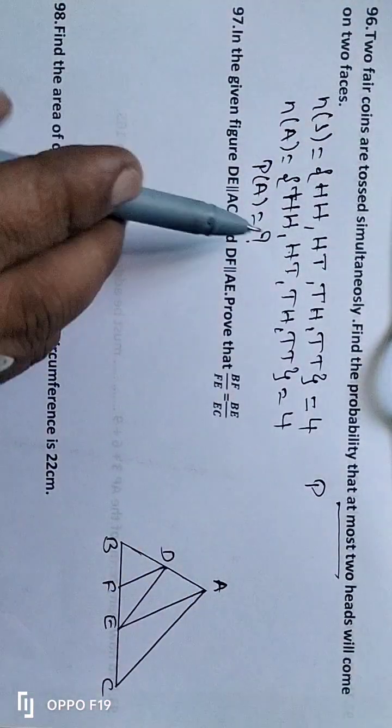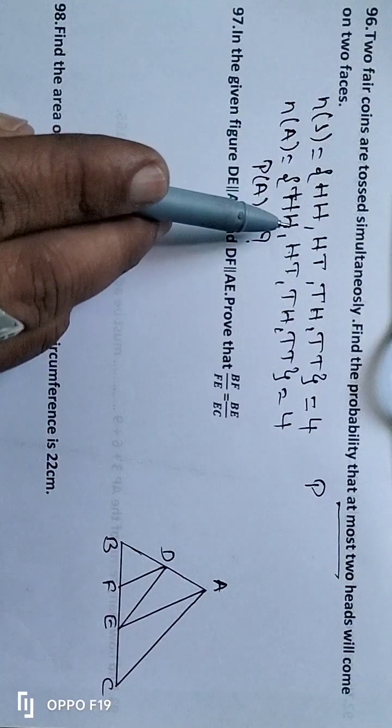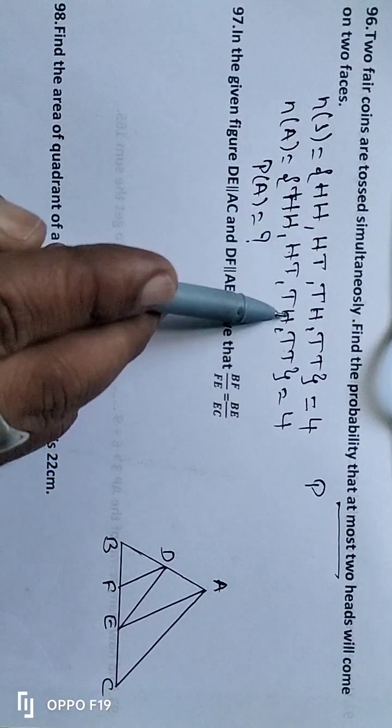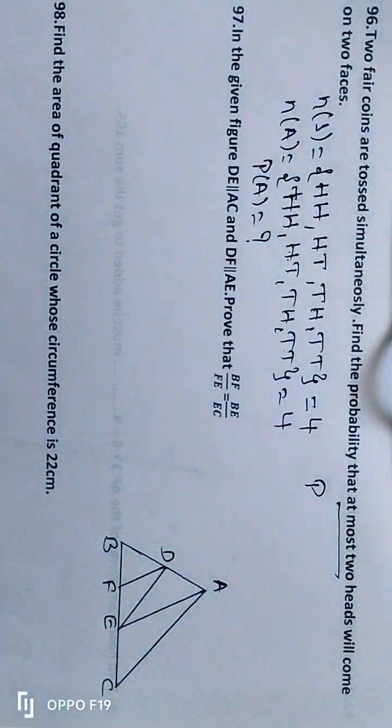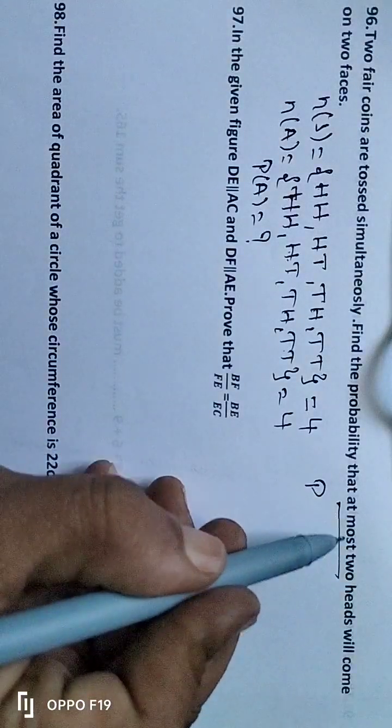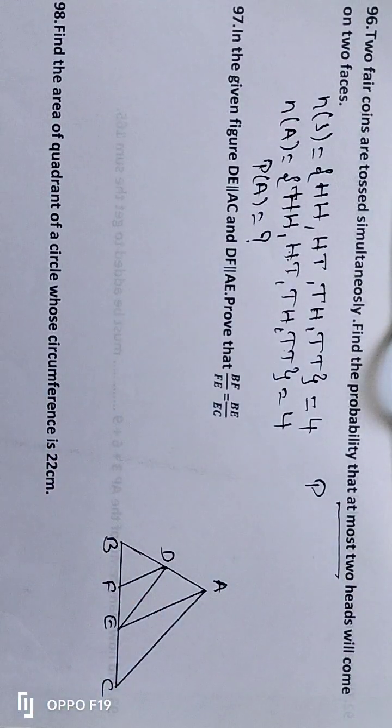So P of A is equal to what? At most means if the head is not there also you have to take. Here no head, here one is there, here two. At most two means 0, 1, 2. If 0 heads, you have to take; if one head is there, you have to take; if two heads are there, that also you have to take. Suppose at most 1 means 0 or 1, that only you have to take.